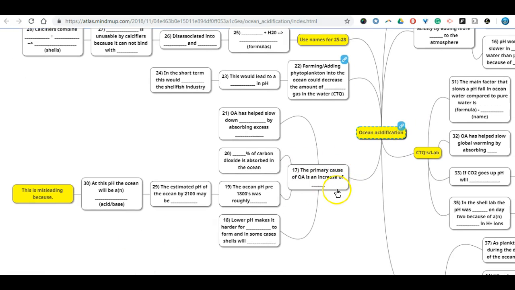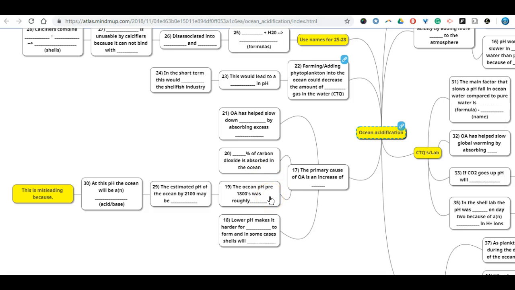So we know that the primary cause of ocean acidification is carbon dioxide, or CO2. Now, ocean acidification has actually helped slow climate change or global warming, whatever you want to call it, by absorbing that excess CO2. So we know about 25 to 30% of carbon dioxide is absorbed into the ocean. So on the test tomorrow, if you say 25%, you're fine. If you say 33%, you're fine. So again, if you're within that range, you're okay.